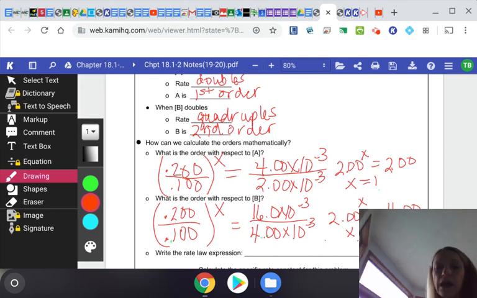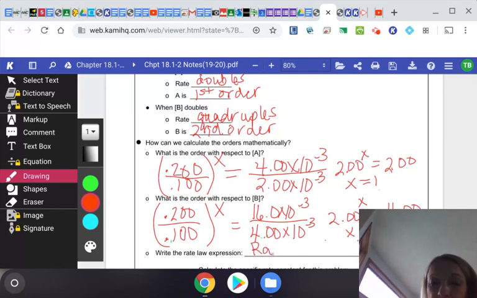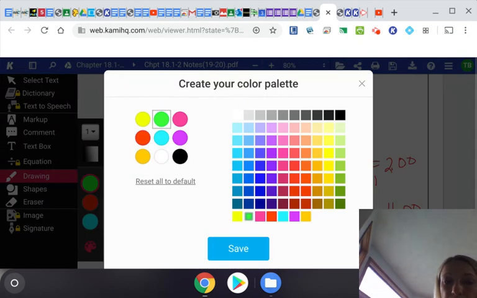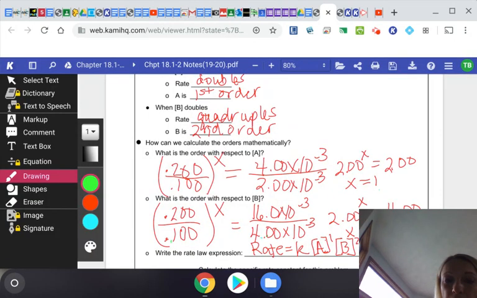Now, when we write our rate law expression, they always start the same way. Rate equals K. That will be the same every single time. And then you're going to multiply it by the concentration of your reactants. Our reactant A was to the first power, and our reactant B was to the second power. We saw it coming to the second order there. So that would be our rate law expression there that you should be looking at.